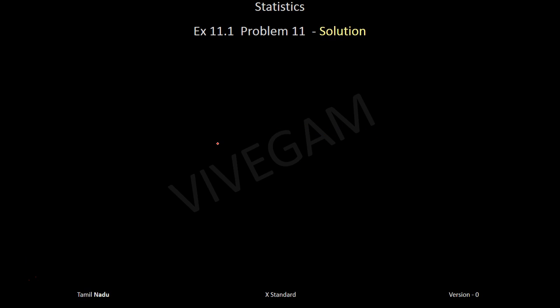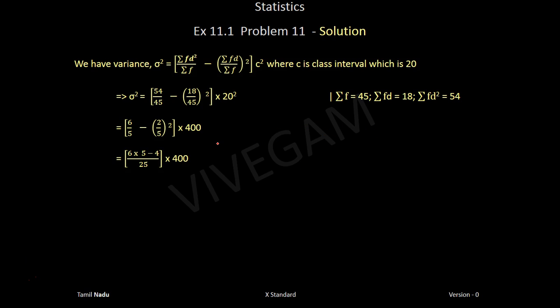Okay, so let's go into the calculation part of it. Sigma FD square is 54, right? So 54 divided by sigma F, which is 45, minus sigma FD, which is 18, divided by sigma F, which is 45, the whole square. You can see 9 will go 6 times, and 9 will go 5 times, 9 will go 2 times, and this will be 5 times. So it becomes 6 by 5 minus 2 by 5, the whole square, into 400, because C is 20, so 20 square is 400.